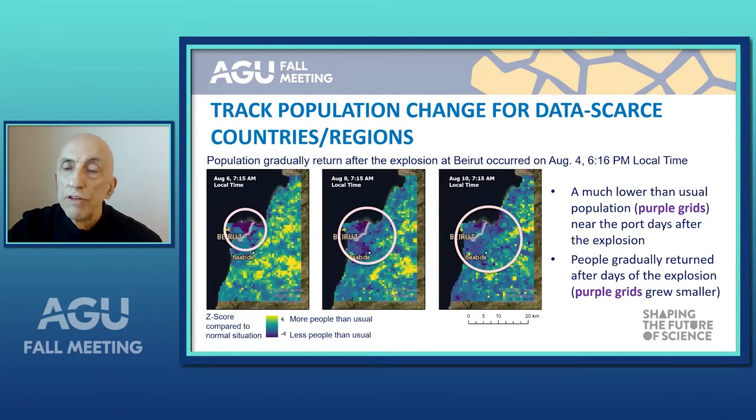I want to close by showing you a particular situation, the Beirut explosion. The three panels show you the Z-score, with more people than usual in yellow, the lighter color, and fewer people than usual in deep dark purple. You can see in a time sequence how the situation returned to normal. When the people gradually returned after days of the explosion, the purple grids grew smaller and smaller.